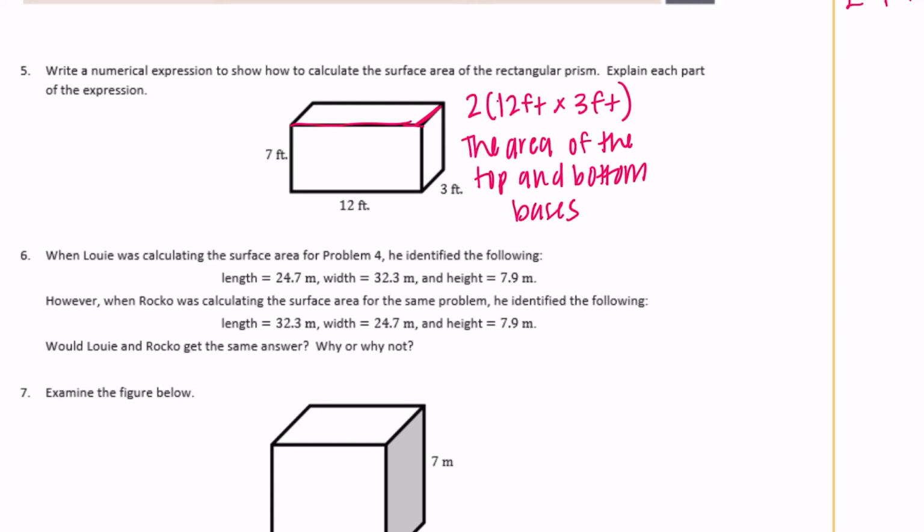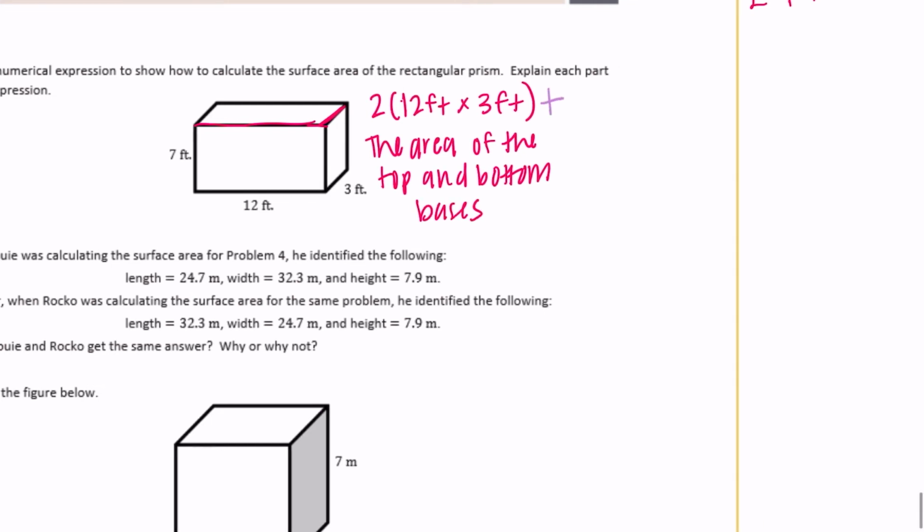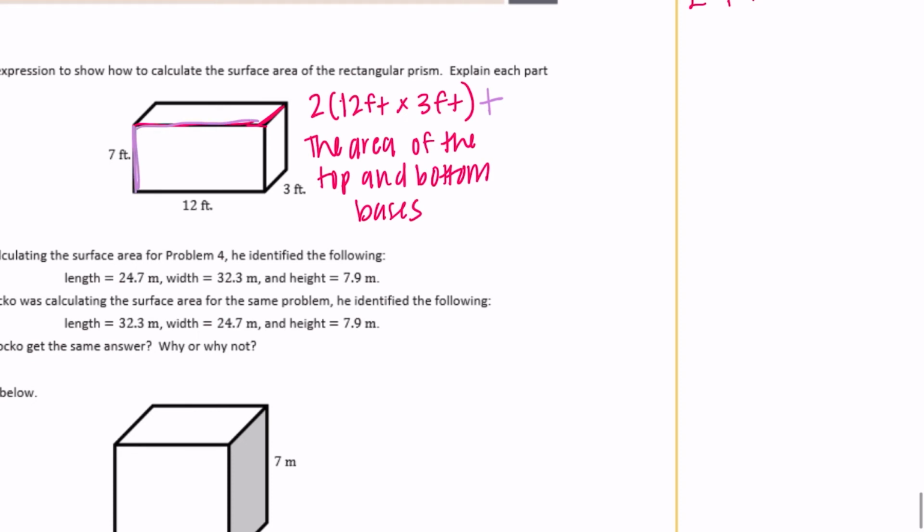And then I'll do a different color for the next part. So plus, let's do the front and back faces. So 7 by 12, 2 groups of 7 feet by 12 feet. So that is the area of front and back faces.